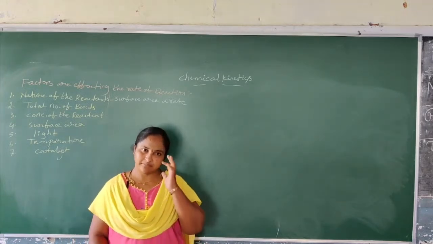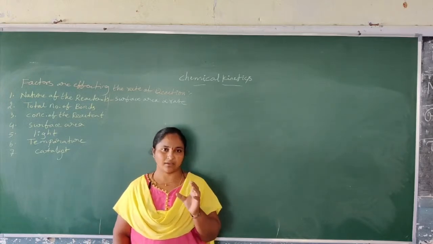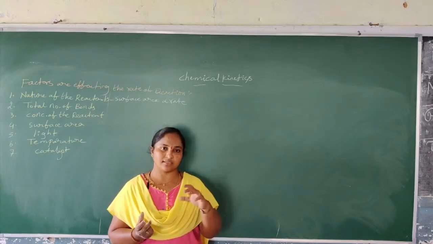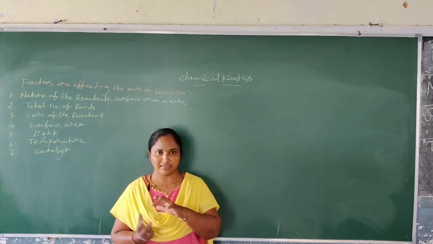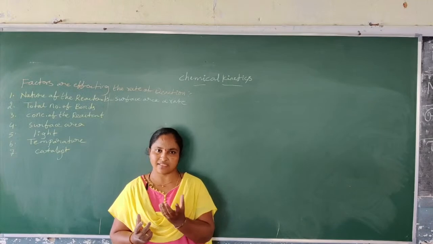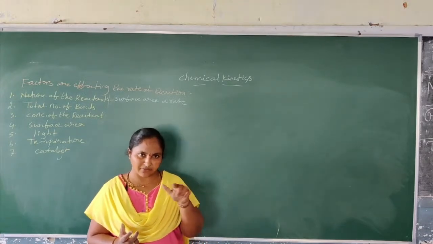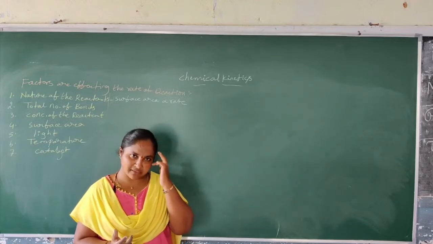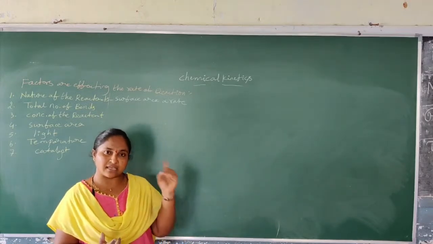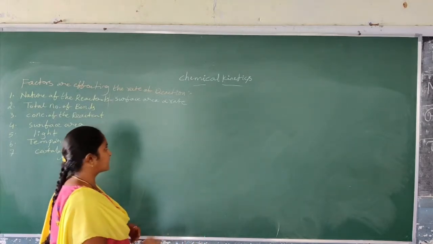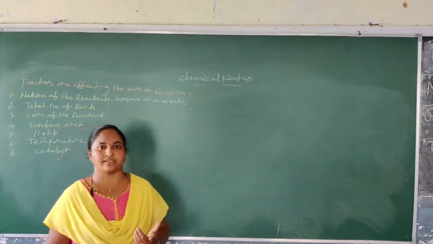We are taking the tea in the cup and in the saucer now. Evaporation is faster in the saucer because surface area is more, so evaporation is also more. But in the cup the surface area is less, so the evaporation is also less. So finally, as surface area increases, rate of the reaction also increases. Are you understood? I will repeat once again.